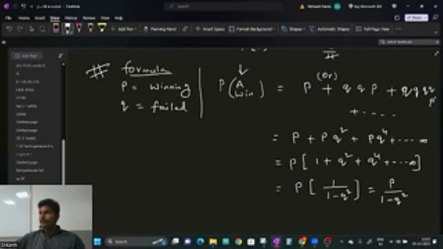Okay, understood this process? I'm just explaining this process to help you remember this formula. Two players are playing. The first person will win. The probability is P by 1 minus Q square. What is P here? Winning probability. What is Q? Failure probability. How many players are playing? Two players. So that's why Q square. If three players are playing, then it will be Q cube. Okay? Understood? So now, what about Mr. B?